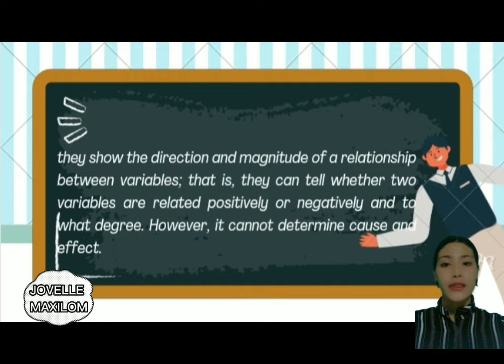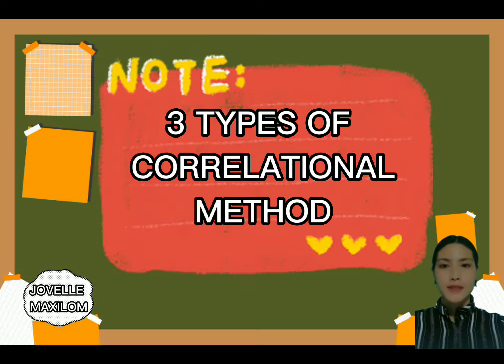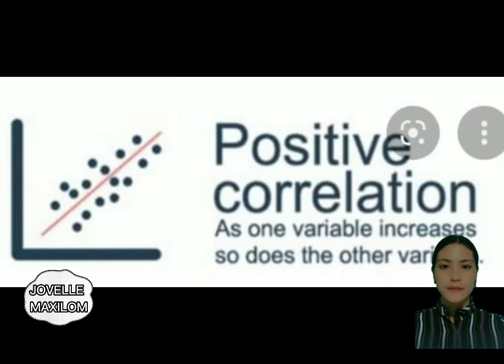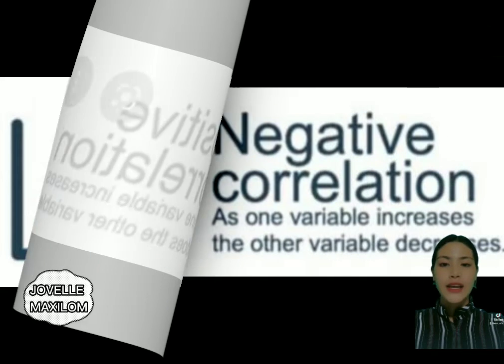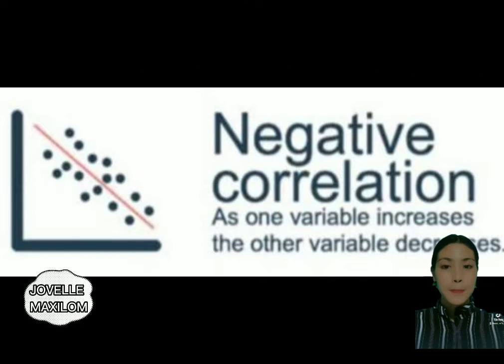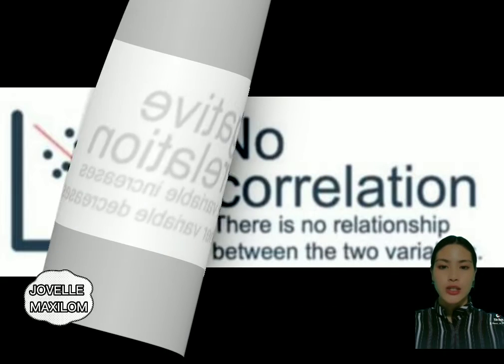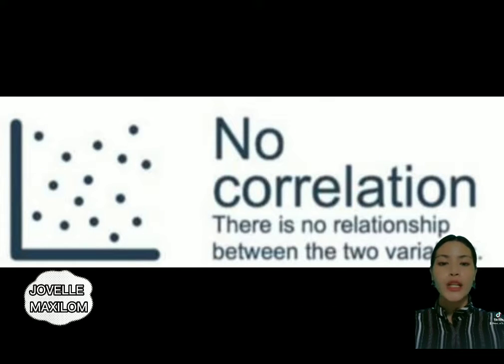In correlational method, there are three types. First is the positive correlation. It means that both variables change in the same direction. Second, negative correlation means that the variables change in opposite directions. The third one is zero correlation. It means there is no relationship between the variables.